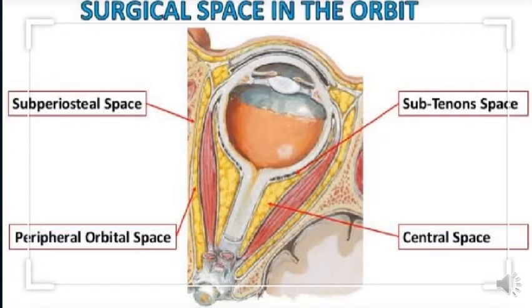Now coming to the surgical spaces of the orbit, there are four surgical spaces. The first one is the subperiosteal space, between the bone and the periorbita. Any lesions here, because of the presence of the periorbita, it acts as a barrier against the spread of infections and tumors towards the eye. Now coming to the peripheral space, also known as the peribulbar space, is the space between the periorbita and the extraocular muscles anteriorly, and posteriorly it continues with the central space.